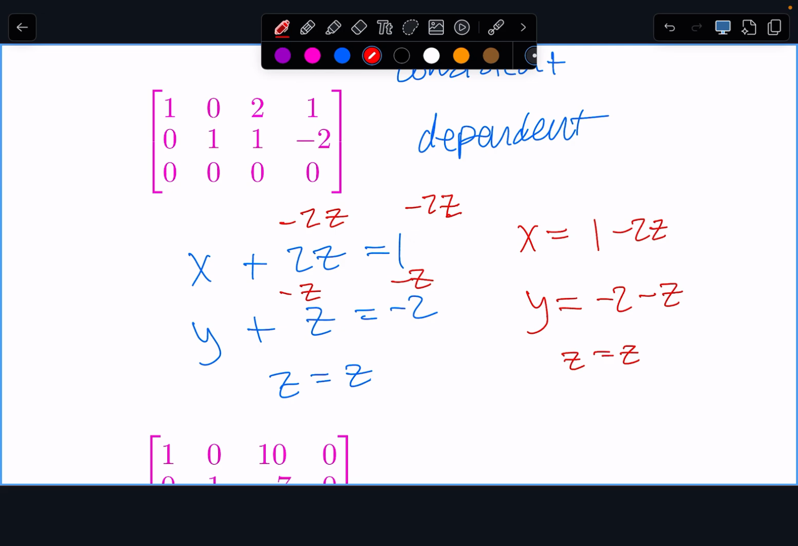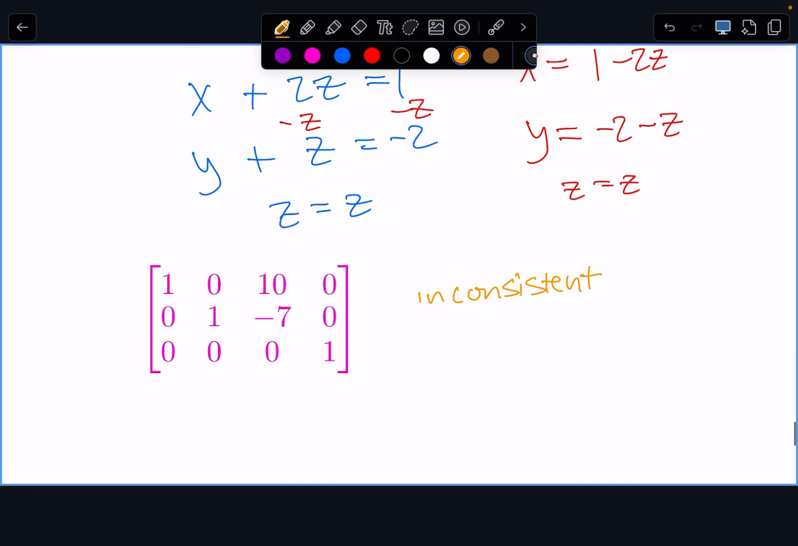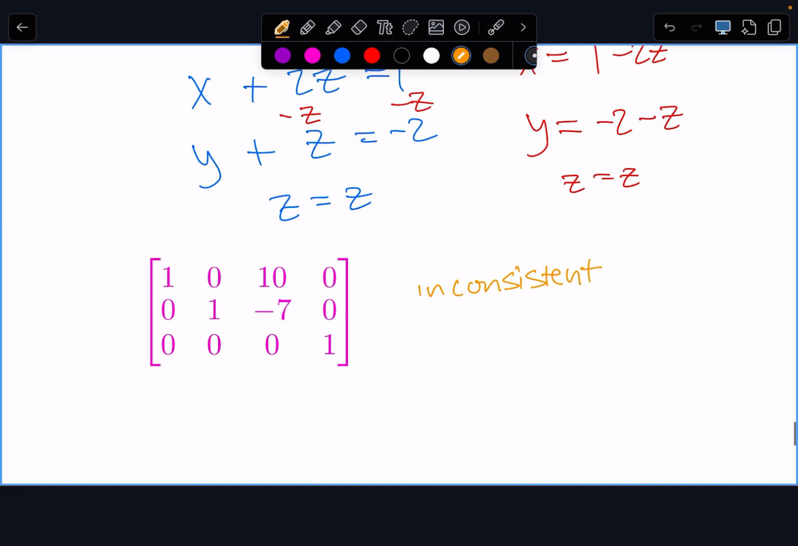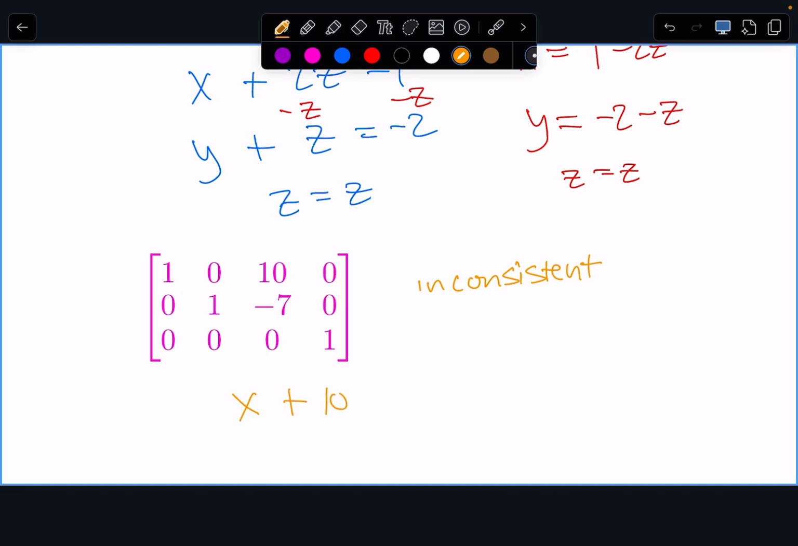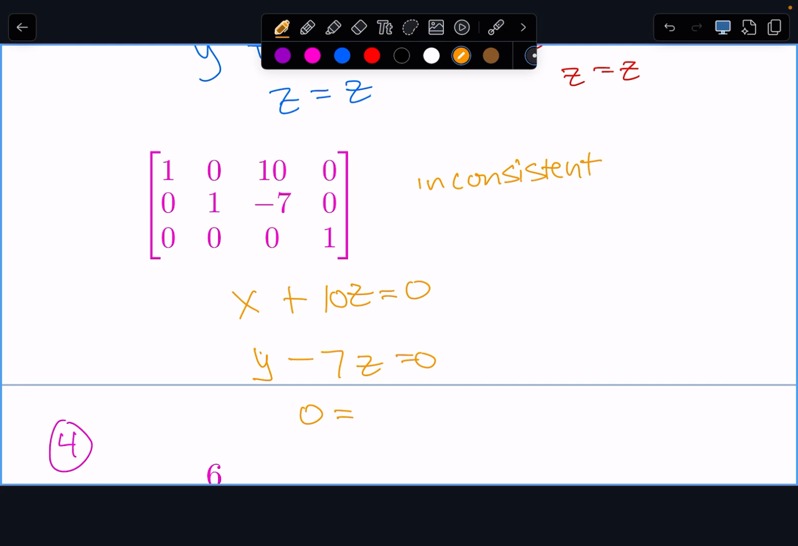That's what you would write in the box under consistent dependent. So it would be the second row. This one down here is inconsistent. There's a one in the bottom. Because this is saying x plus 10z equals 0. y minus 7z equals 0. And 0 equals 1. And 0 does not equal 1. It doesn't make sense.